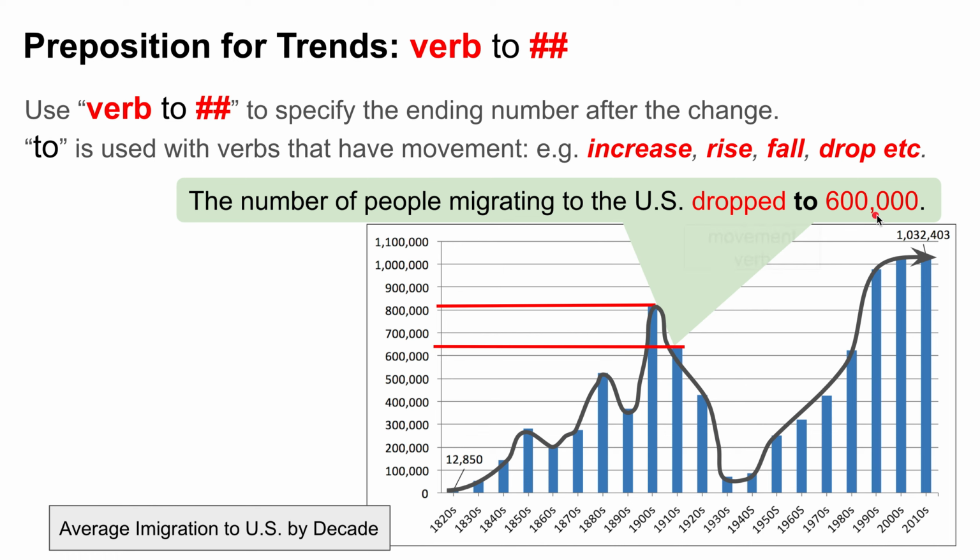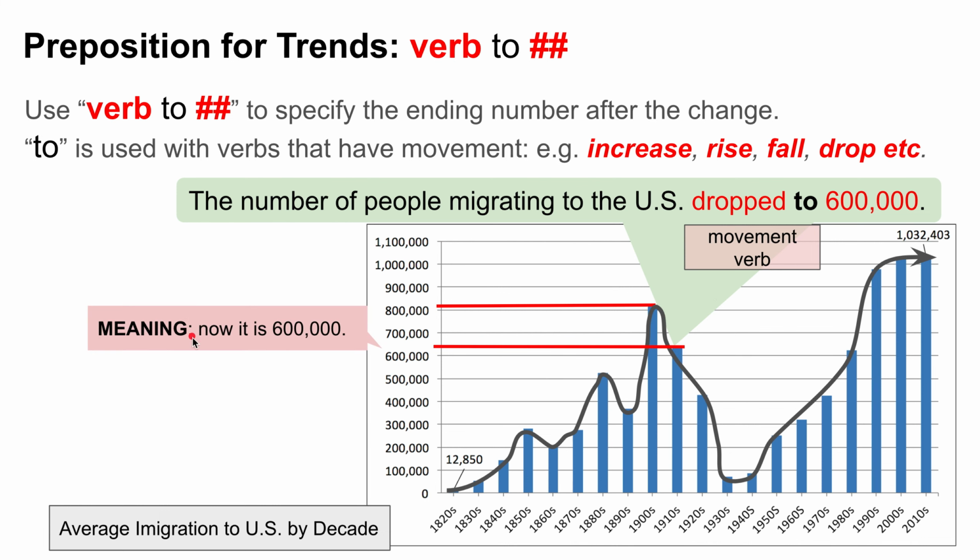So what does this mean? Dropped is a movement verb. It's telling us that it fell. And what that means is that now, in the 1910s, it was 600,000.